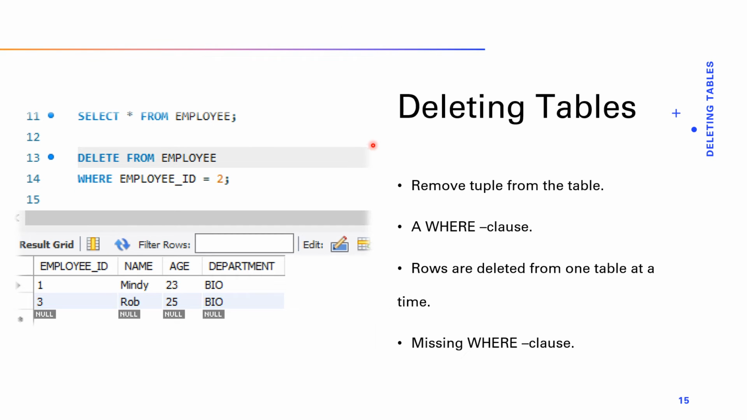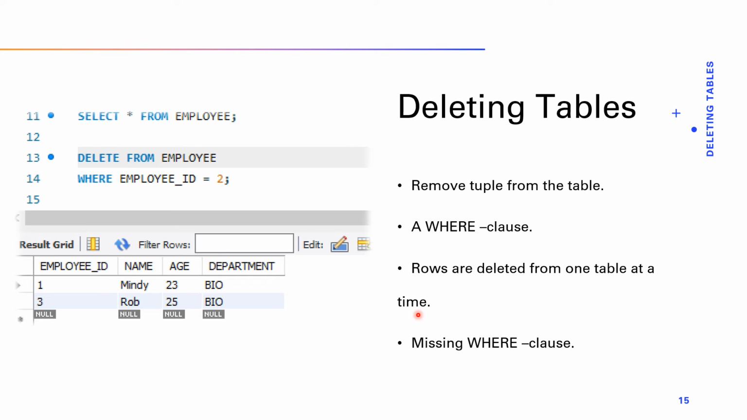On this slide, I will be talking about deleting tables. Here we can remove tuples from the tables. A where clause is used that will select the tuples that will be deleted. Rows are deleted from one table at a time.